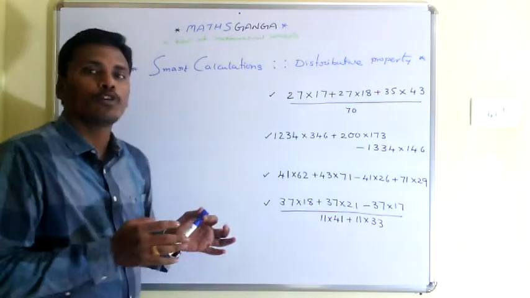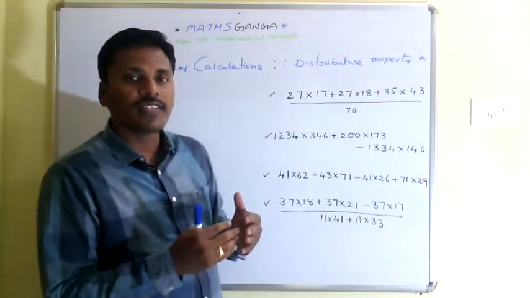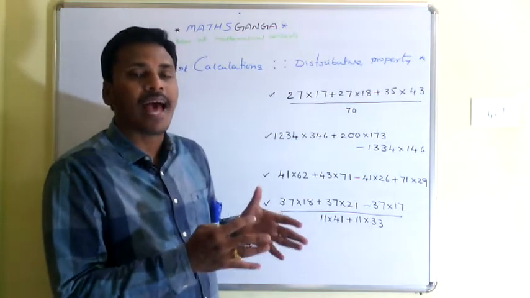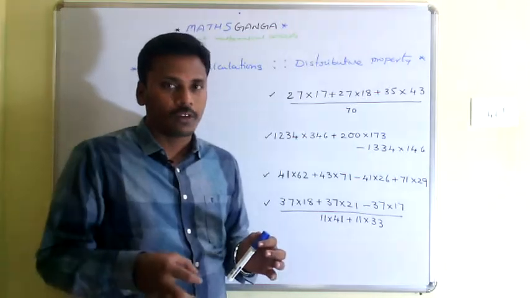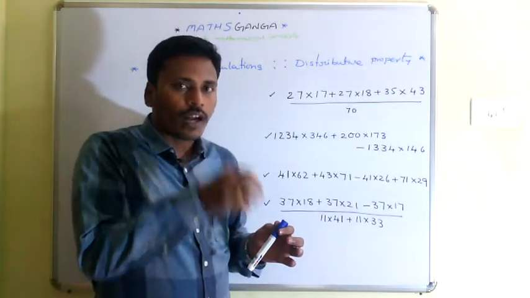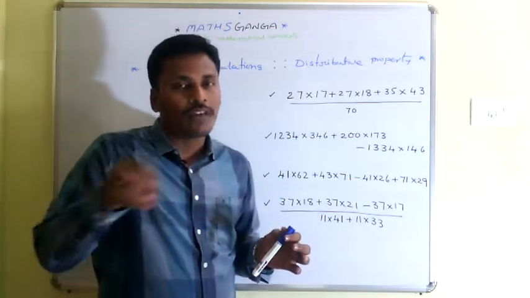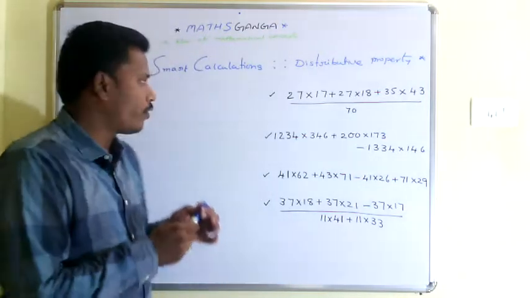So what is the distributive property? The name itself explains that distribution happens there. Distribution means we need to distribute, panchi petadam. So what are we going to distribute, and for whom are we going to distribute?